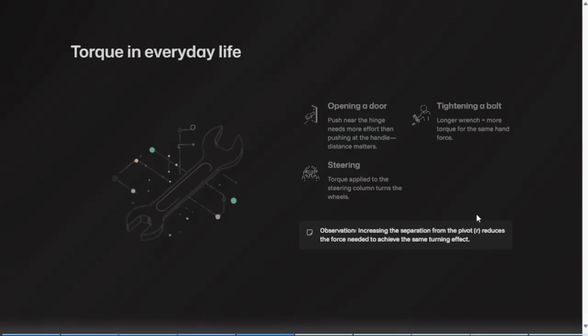Even if you have never heard the word torque before, you've experienced it many times. Think about opening a door. If you push near the hinge, it is difficult to open. If you push at the handle, it is much easier. The reason is that the handle is farther from the pivot point. The same principle applies when tightening a bolt. A longer wrench allows you to create more torque with the same amount of force. When you turn a steering wheel, you're also applying torque to control the direction of a vehicle. These examples show that the distance from the pivot plays a major role in rotational motion.